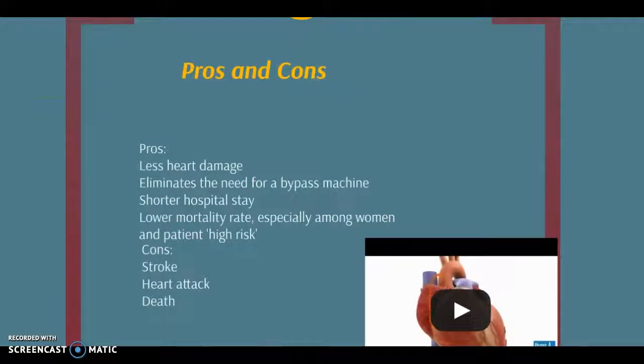Then we have the pros and the cons. The pros: we can find less heart damage, elimination of the need for a bypass machine, shorter hospital stay, lower mortality rate, especially among women and high-risk patients. And the cons we have: stroke, heart attack, and death.